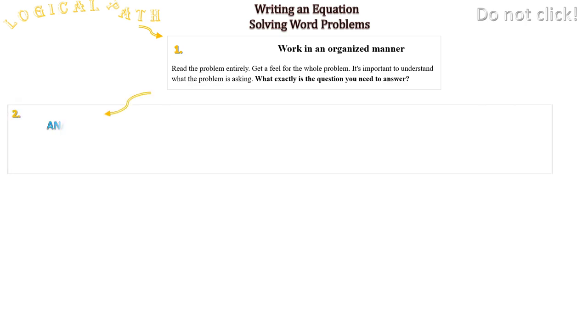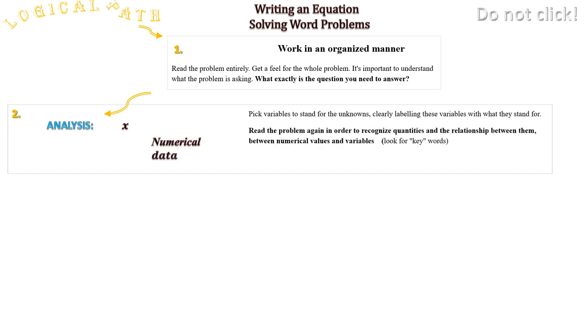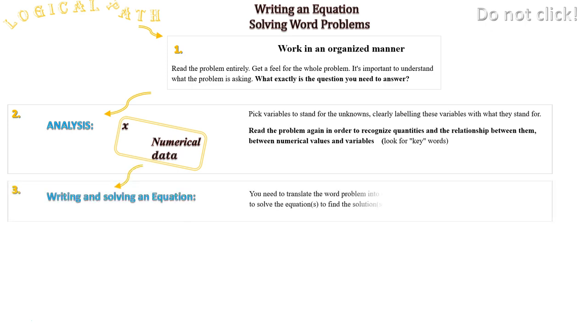After that, let's talk about first step, analysis. You have to pick a variable to stand for unknowns, clearly labeling these variables with what they stand for. After that, read the problem again in order to recognize quantities and the relations between them, between numerical values and variables. Look for keywords. After that, you will be ready to translate the word problem into an equation with variables. And then you have to solve this problem.